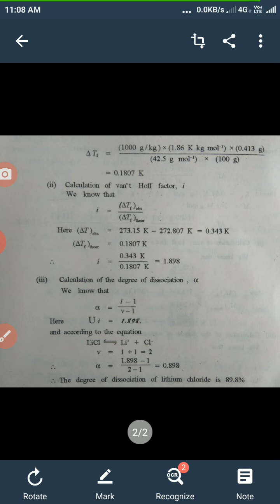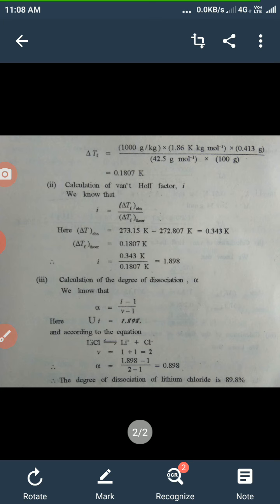0.1807 Kelvin. Now the second step is calculation of Van 't Hoff factor I. We know that Van 't Hoff factor I can be calculated by the ratio of the observed value of any colligative property divided by the theoretical value of that colligative property. In this case, depression in freezing point, that is delta Tf observed by delta Tf theoretical.